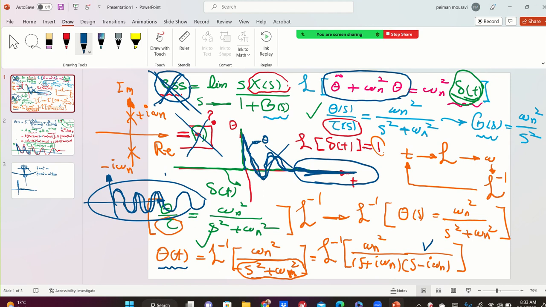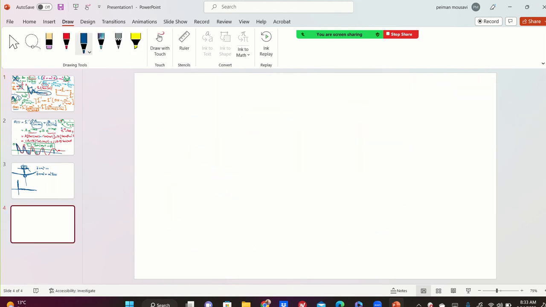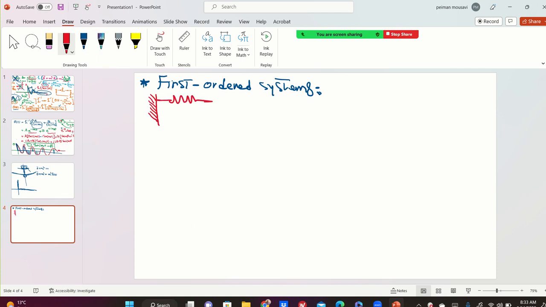Now let's go to the first order systems, as I promised. First order systems. As I said to you previously, I'm going to show the dynamics of these systems. They are first order, meaning they have a first order differential equation.